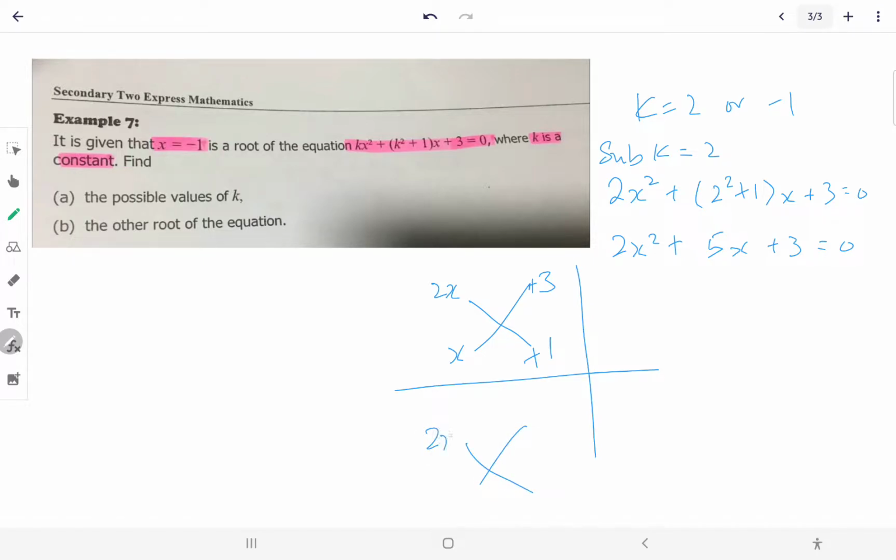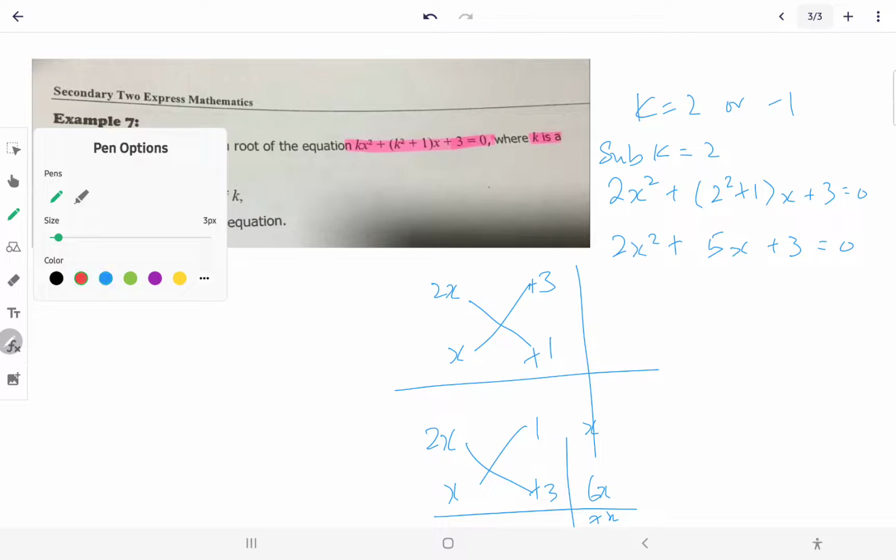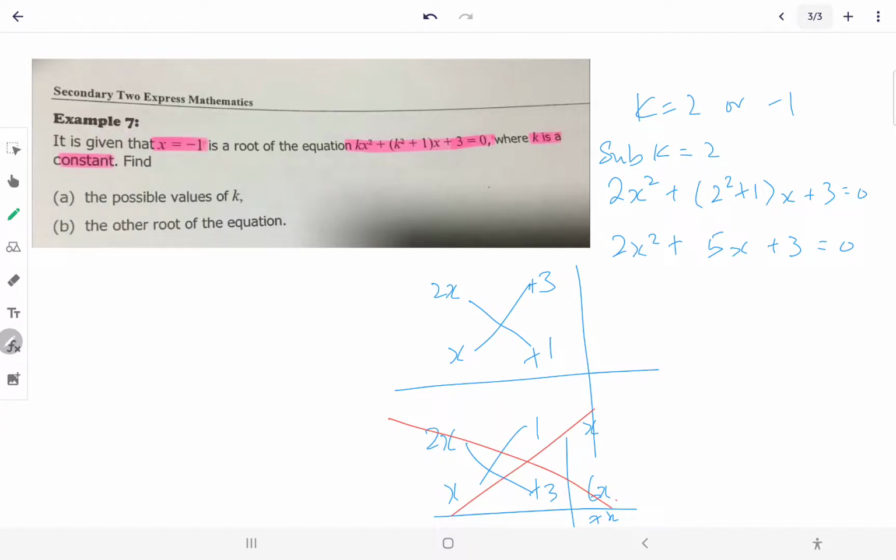I show you, yeah? 2x, if this is plus 3, then we'll end up with a 6 here. Then we'll have one more here. So then we'll have a 1x here. Then we have x and 6x, then it's a 7x. So this one we cannot use lah. Okay, so we do it up.